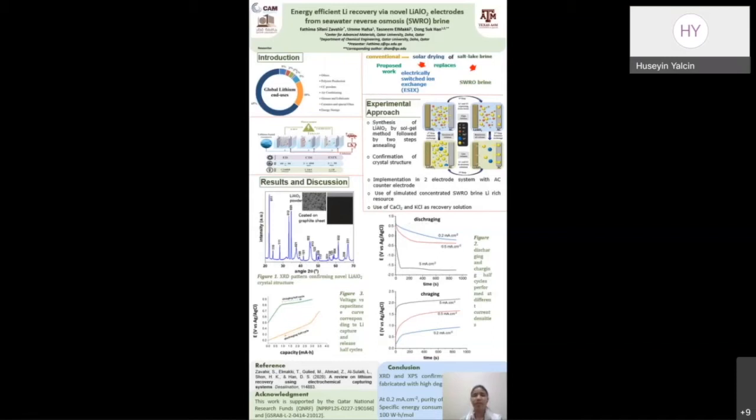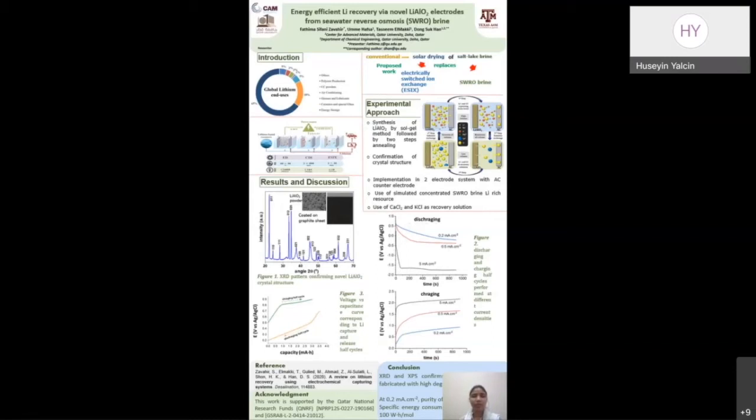We studied several parameters, and out of them current density was found to be the most influential parameter for the specific energy consumption and also the recovery rate. We found 0.2 milliamperes per square centimeter to be the best. And here you can see the capacity versus voltage curve. The area under the curve gives us the specific energy consumption.